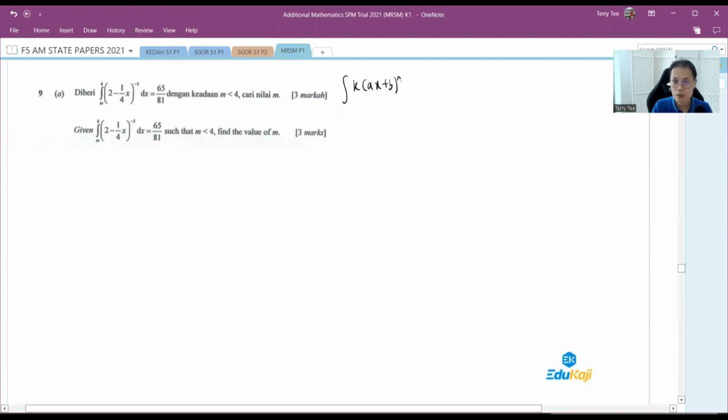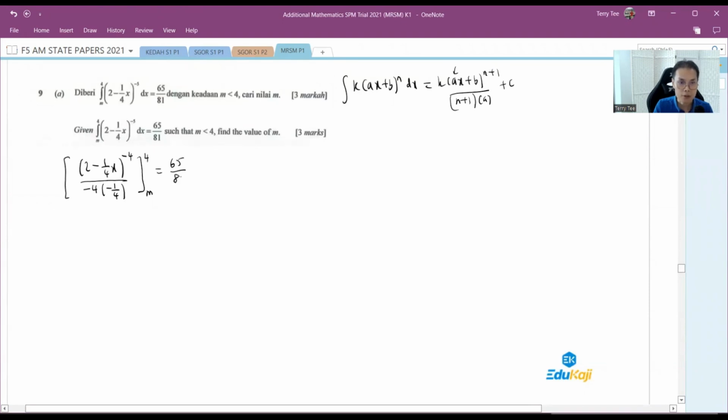Okay, so number one, when you integrate involving a composite function, I hope you know this. Integration of this, we need to copy your k, copy your bracket, increase the power by 1, divide by the increased power, and differentiate whatever is inside the bracket. So in this case, let's copy 2 minus 1/4x, increase the power by 1, -5 plus 1 is -4, divide by -4, differentiate inside is -1/4. And this result is now equals to, but first of all, let's put a limit, 4 to m, equals to 65 over 81.